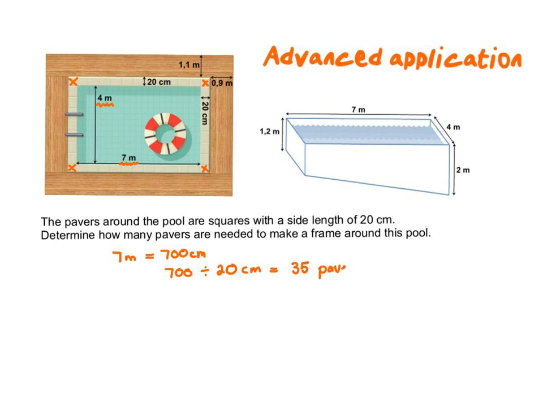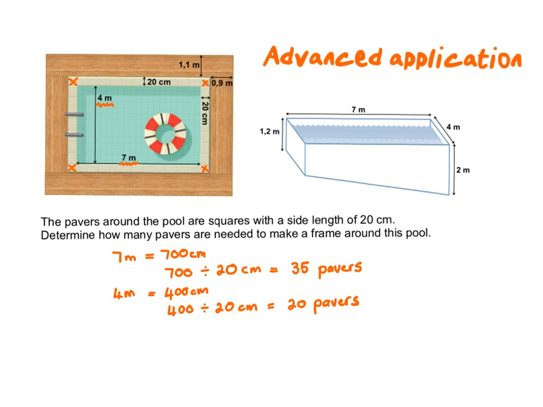Or you could work in terms of meters, and then you just have to work with some decimals, but both methods are exactly the same. The same with the 4 meters. You can convert that to 400 centimeters, and then also divide the width by the paver length of 20 centimeters. So you will find that there are 20 pavers in the width.